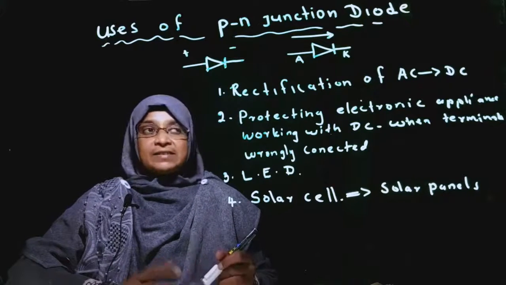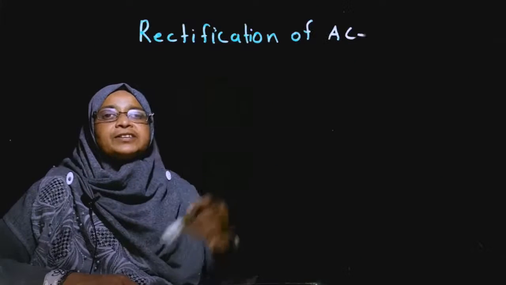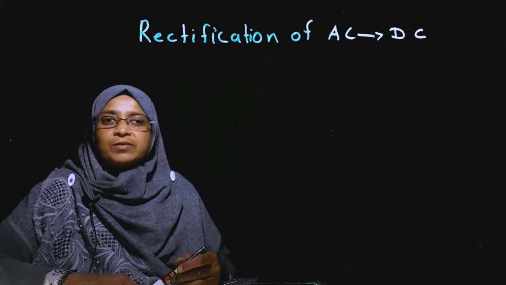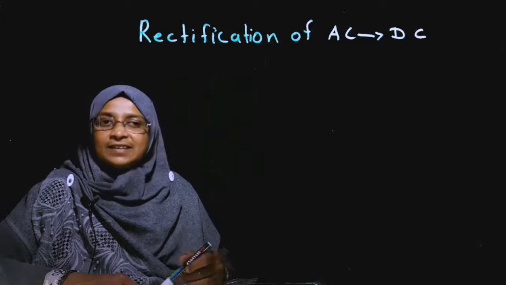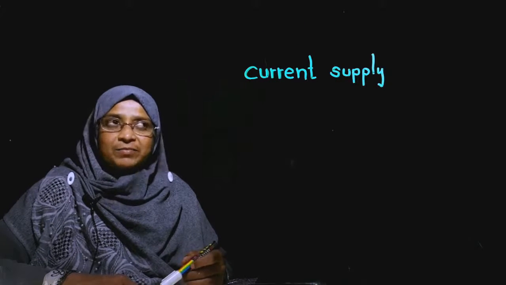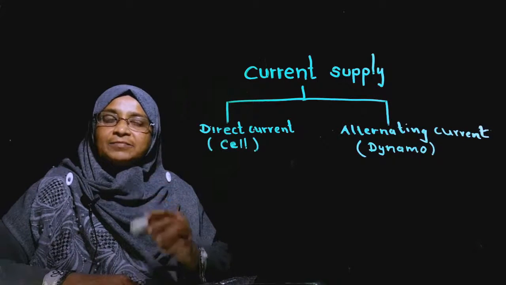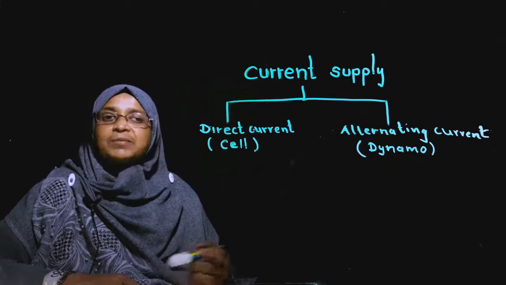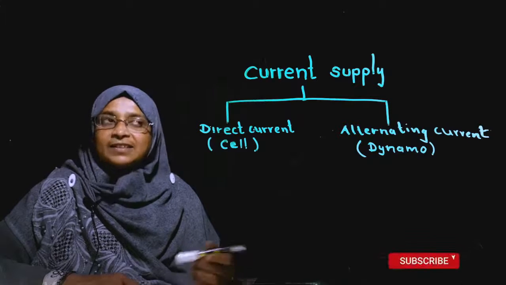Now, let's understand briefly about these uses. Rectification of AC current to DC current. Let us know what these AC current and DC current are. Current supply can be given in two ways: direct current and alternate current. Direct current is given by chemical cells. Alternate current is given by dynamos.